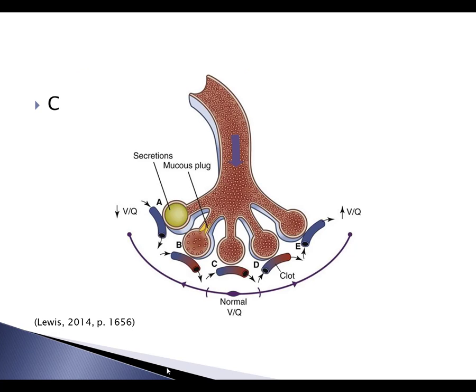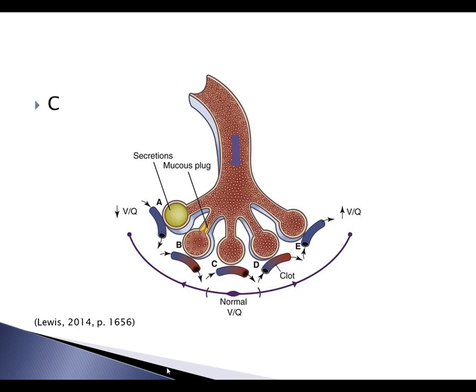And this slide here is actually just a picture to help you think about the different types of VQ mismatch. So A is a shunt. You can see in the picture that there are tons of secretions there. The oxygen can't get down to the alveolar area to exchange the oxygen and the CO2. It's completely blocked. So the blood is bypassing the lung without getting oxygen at all, and that exchange is not occurring.